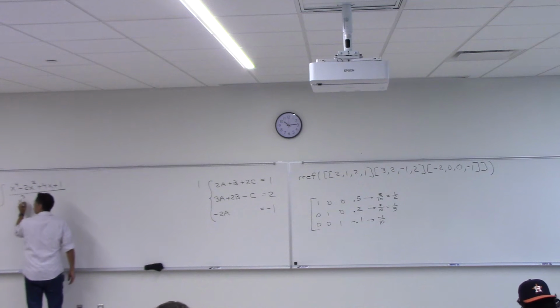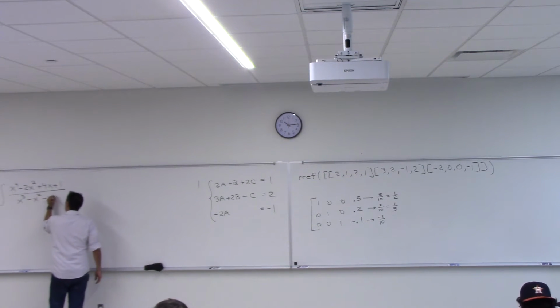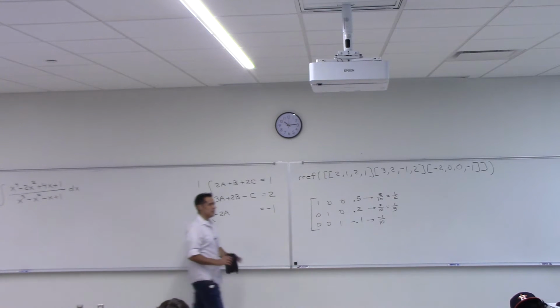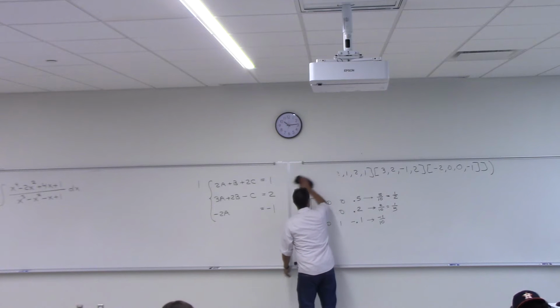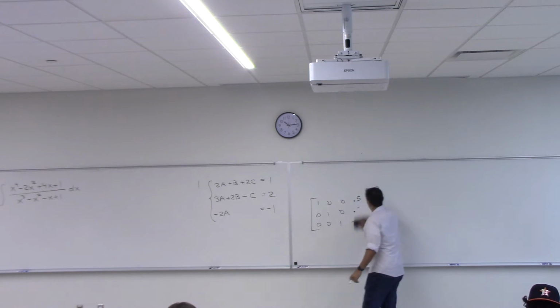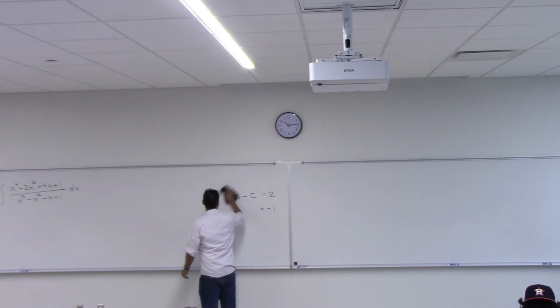x cubed, right? We're going to have to do long division, aren't we? We're going to have to do long division because the power on top is bigger than the power on the bottom. Crap, right? So let's do our long division. I'll do it here.